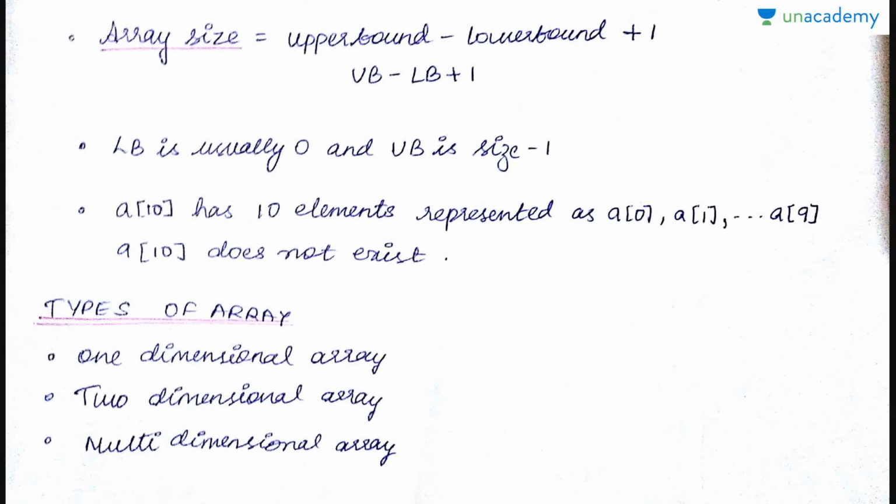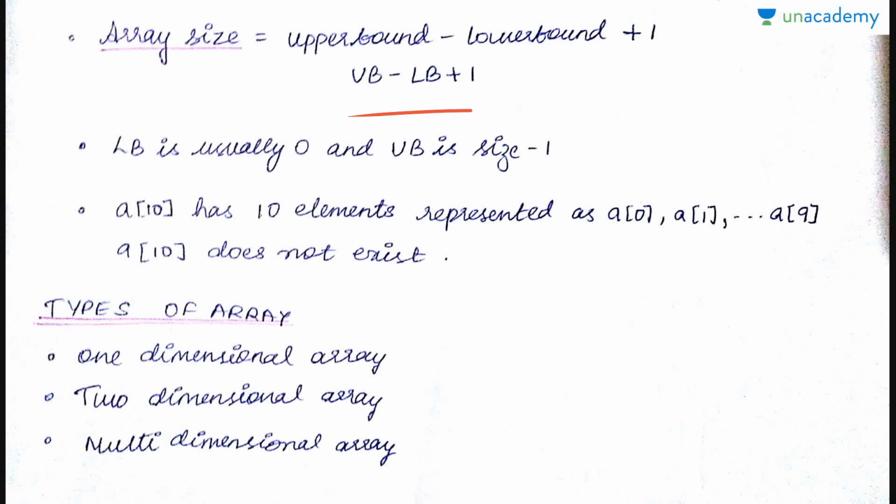How to calculate the array size? Array size is calculated by a formula called upper bound minus lower bound plus 1. What is a lower bound? Lower bound is 0, because usually the first element of an array is at the a of 0th position, and the upper bound is size minus 1. If we are using an array to store 10 elements, we just write it up to a of 9. Hence the upper bound will be size minus 1. Because it's from 0 to size minus 1, we do it plus 1. Hence it is upper bound minus lower bound plus 1.